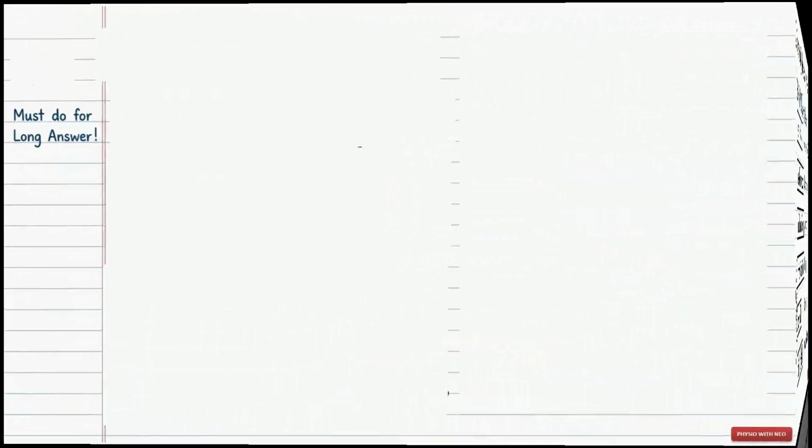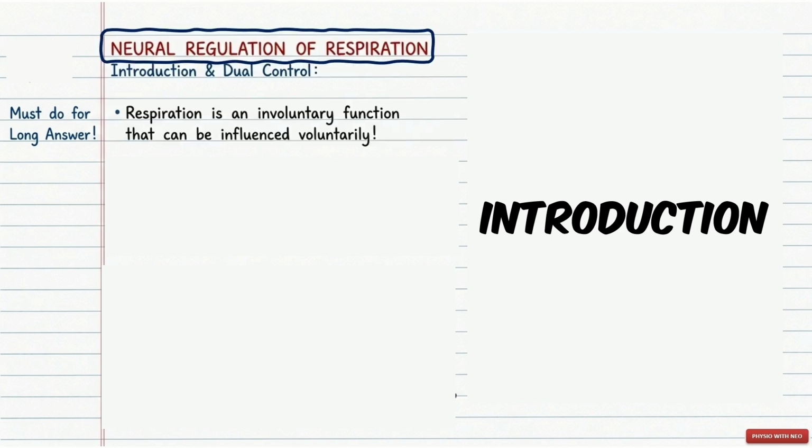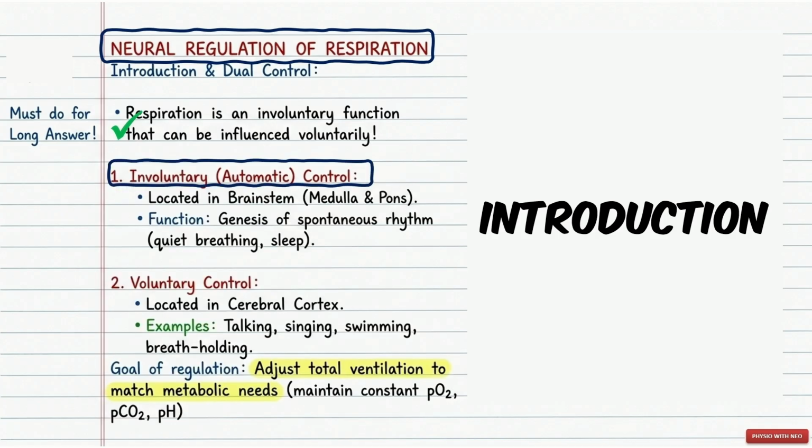Never start your answer directly. For best presentation, always start with the introduction. In this, respiration is an involuntary function that can be influenced voluntarily. So thus we have two controls. One is involuntary control and the second one is voluntary control.